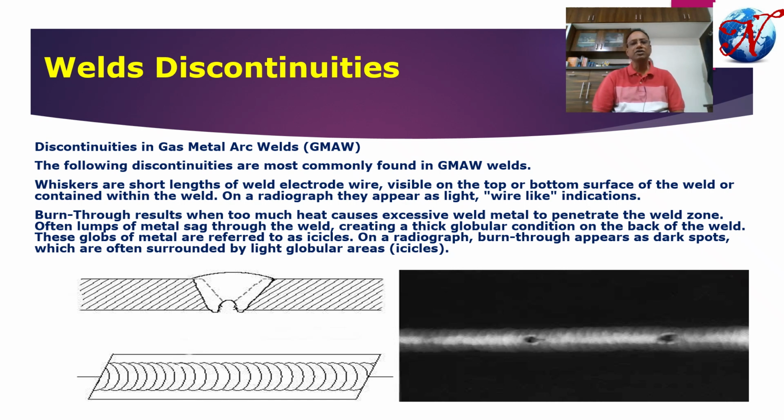And the next one is the burn through. Burn through results when too much heat causes excessive weld metal to penetrate the weld zone. Open lumps of the metal sag through the weld, creating a thick globular condition on the back of the weld. These globs of metal are referred to as icicles. On the radiograph, burn through appears as a dark spot, which is often surrounded by a light globular area. So this is the indication of burn through.